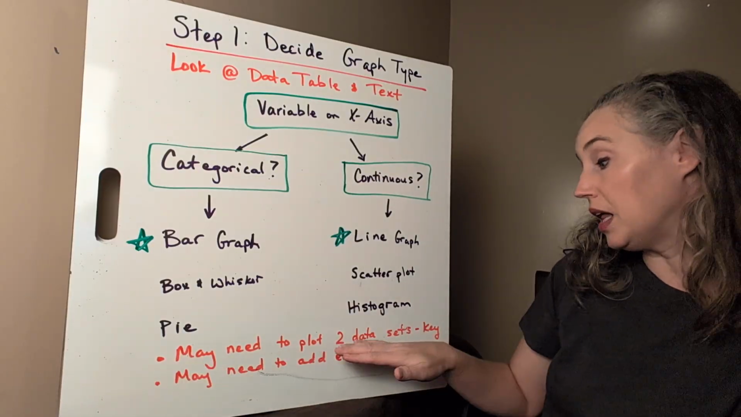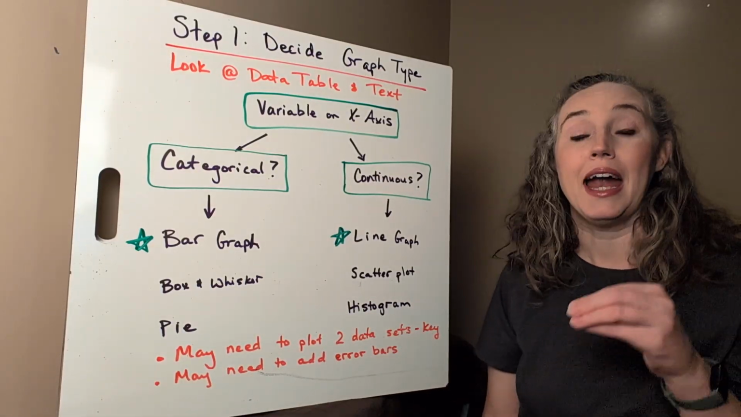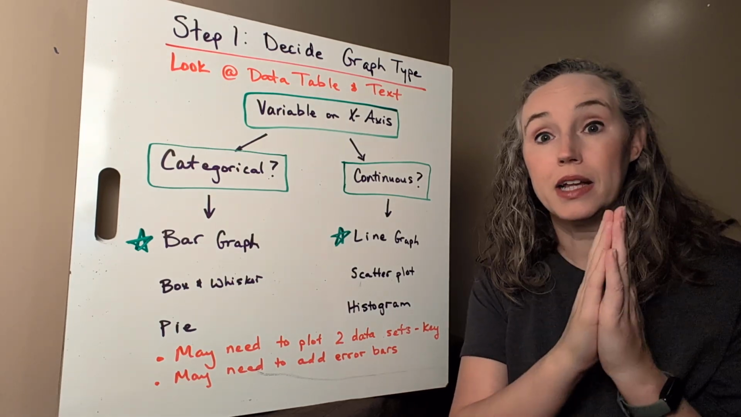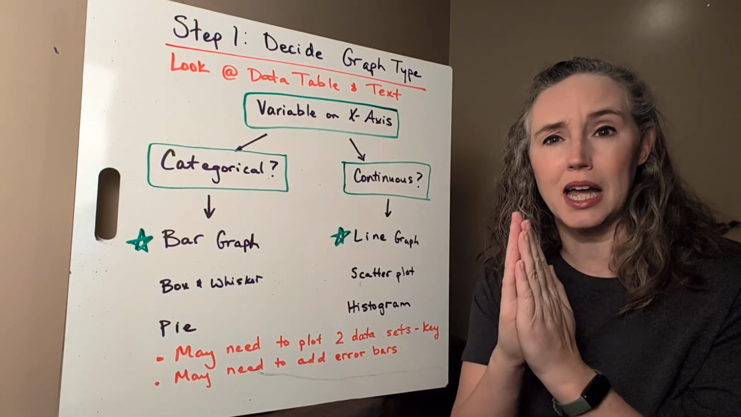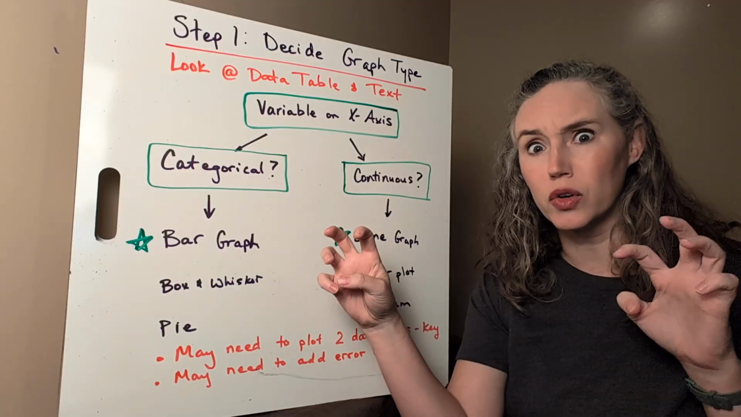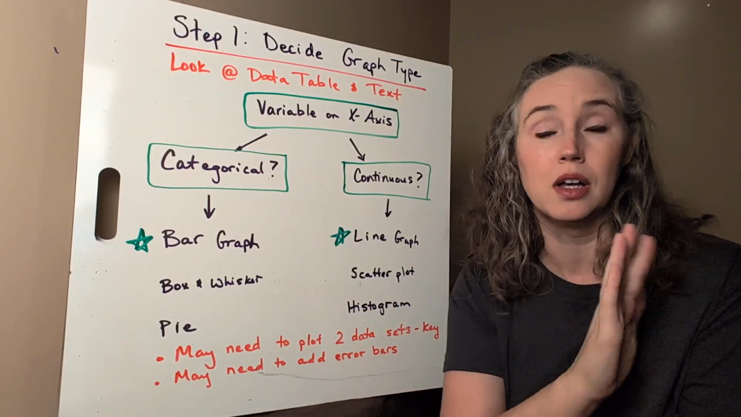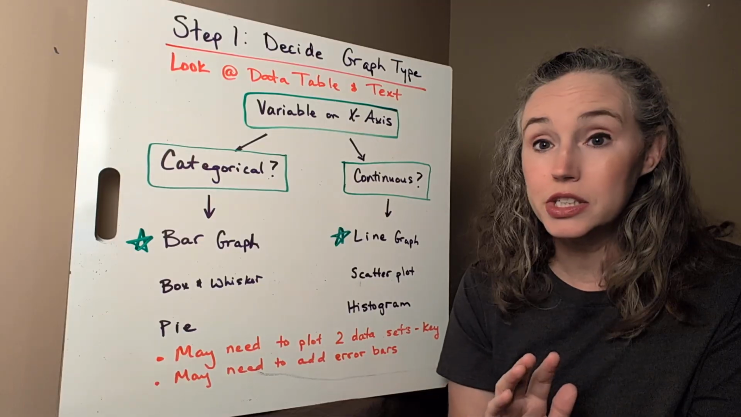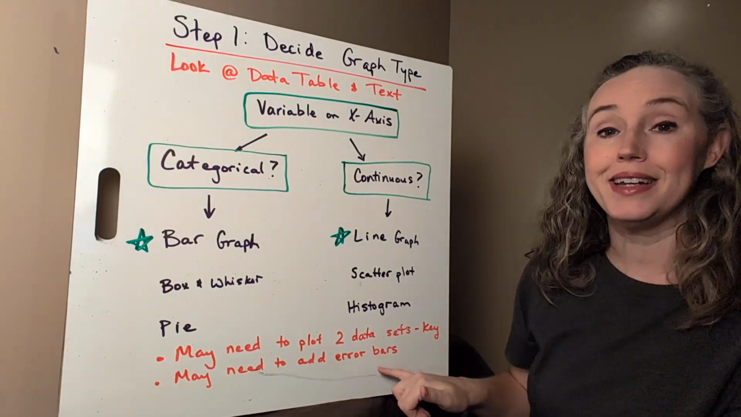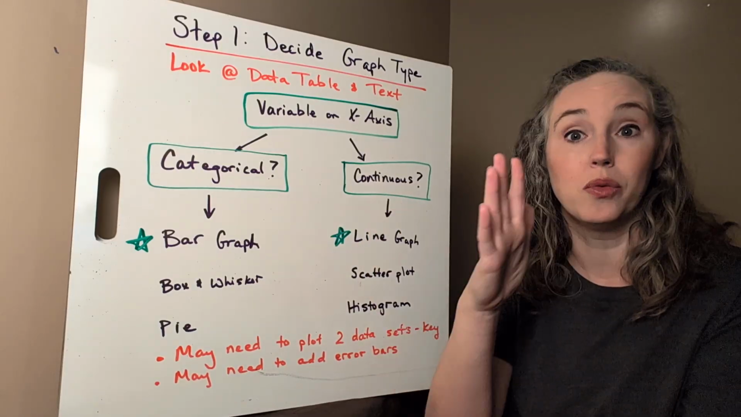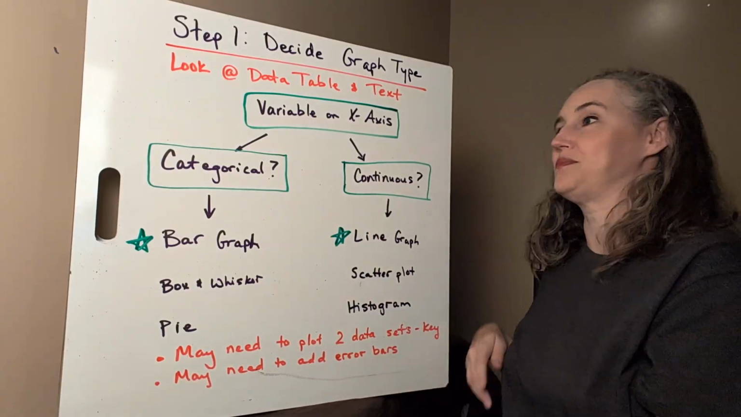Now, just because it's a bar or a line graph doesn't mean it's going to be simple, because you may need to plot 2 data sets. And if that's the case, you're going to have to put those together, but separate from the other groups, and you're still going to need a key. You're going to need to choose how you're going to differentiate, and you may need to add error bars as well, which is a whole other layer, and we're going to get into that in just a second.